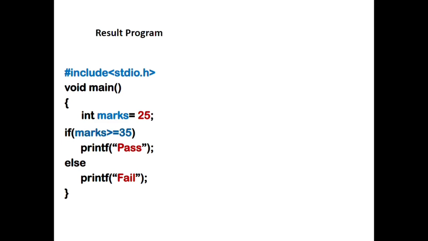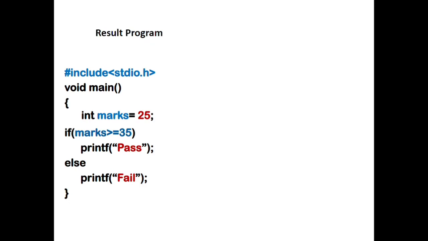So the result of the program in here would be like, we have integer marks is equal to 25. If marks greater than equal to 35, print pass, else print fail. Pause the program here and try to understand the program, and you decide by yourself, write on a piece of paper, whether this will result in pass or fail.